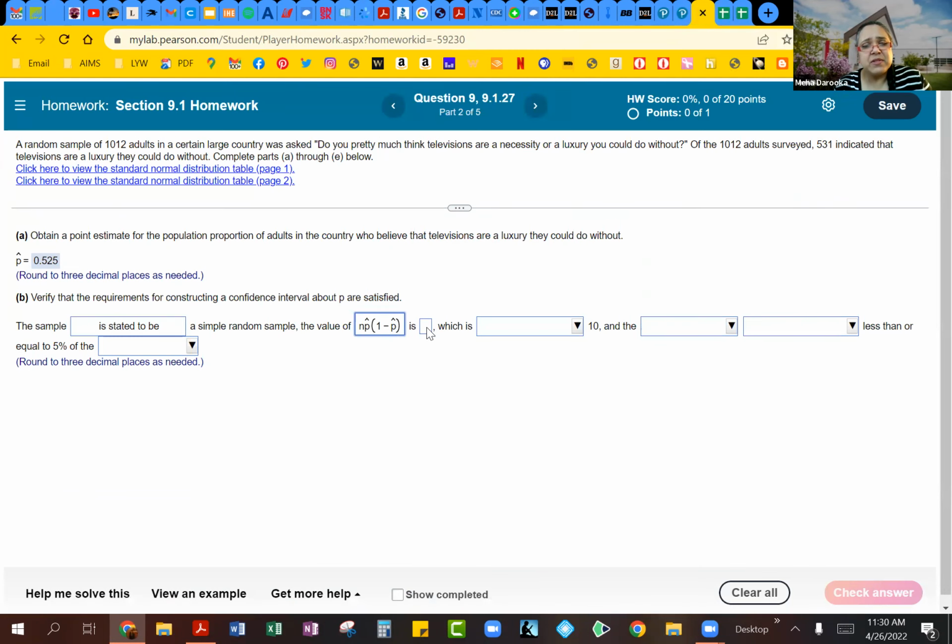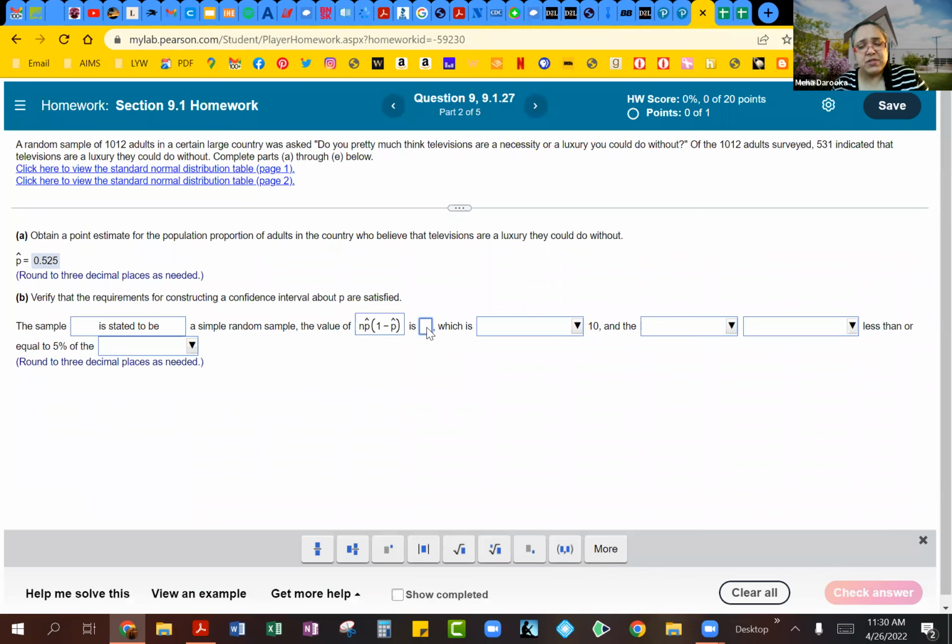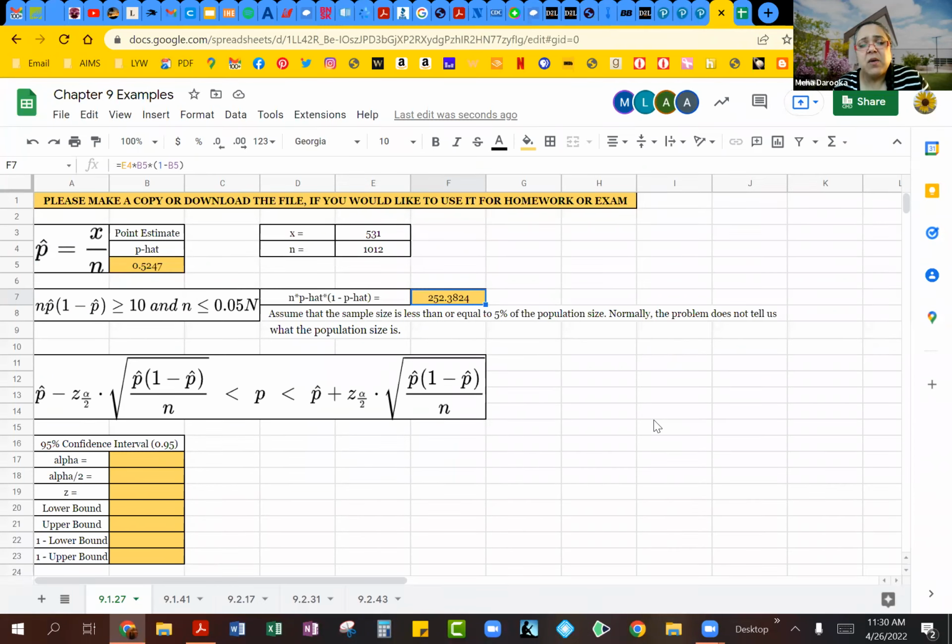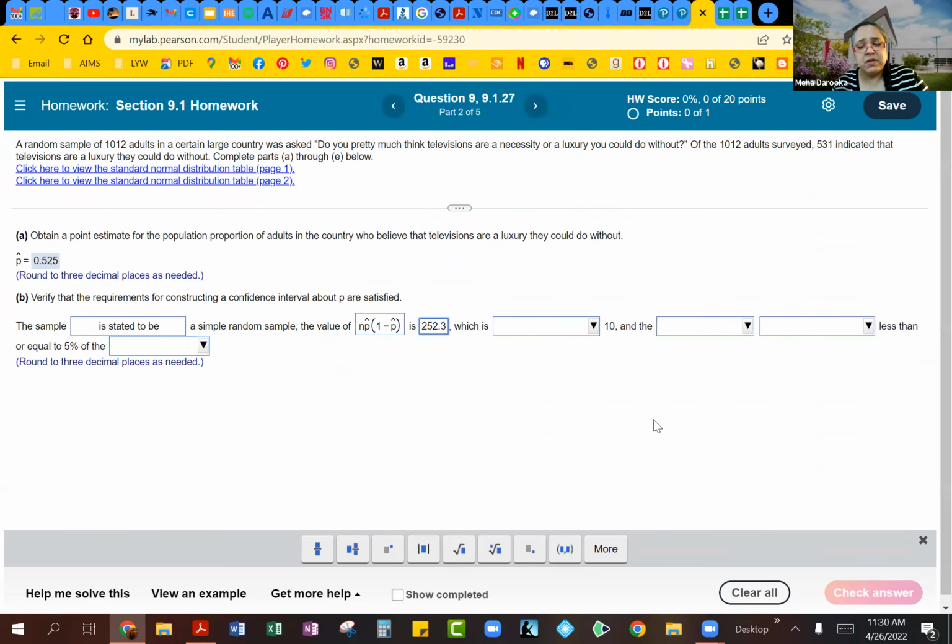So we will be able to say this number is, again, 3 decimal places. So 252 point, what will that be? 382. So that looks good. Which is, of course, greater than or equal to 10. So we're satisfying the second condition.